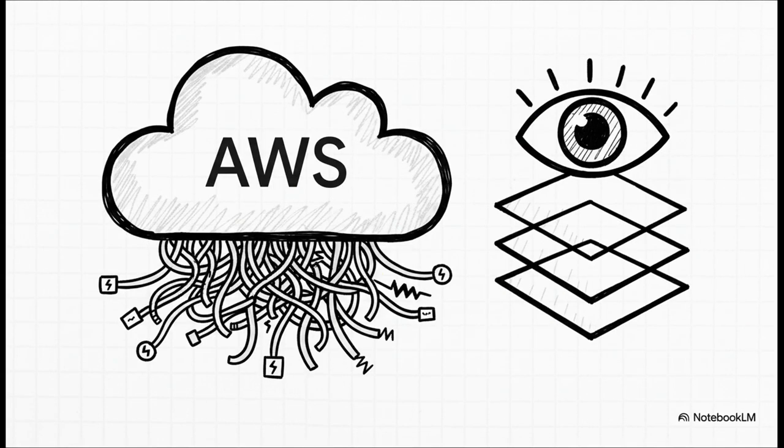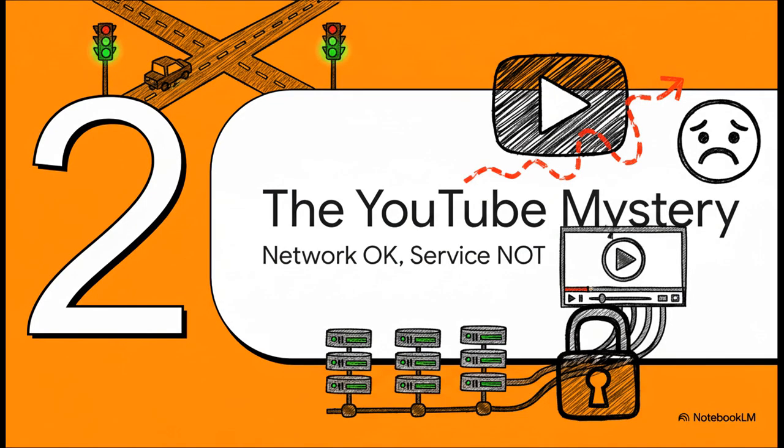So the big takeaway here is that outages in the cloud are just incredibly complex. It's never about flipping one switch back on. You have to be able to see everything from the deepest network layer all the way up to the application the user is actually clicking on. A problem in one place can easily look like a problem somewhere else entirely. All right, let's move on to our next case.